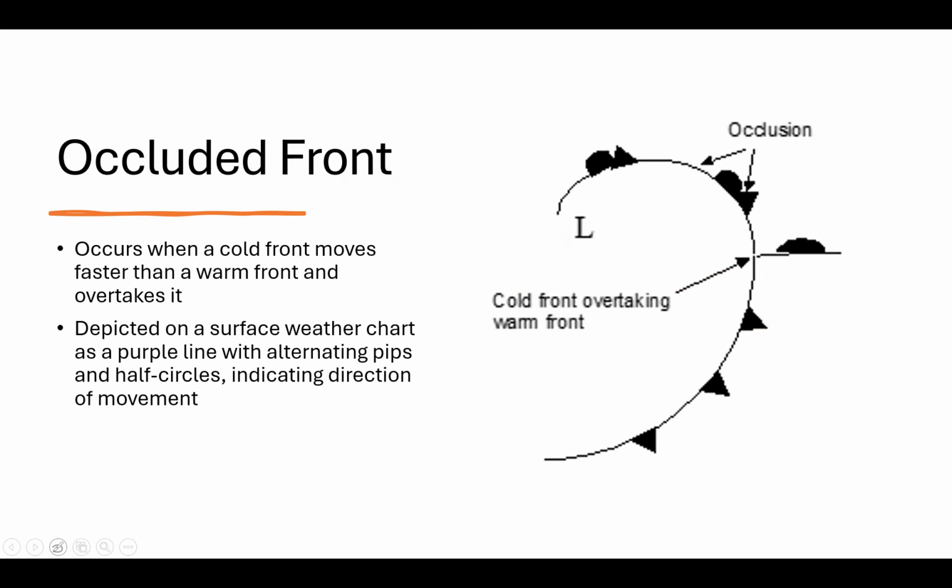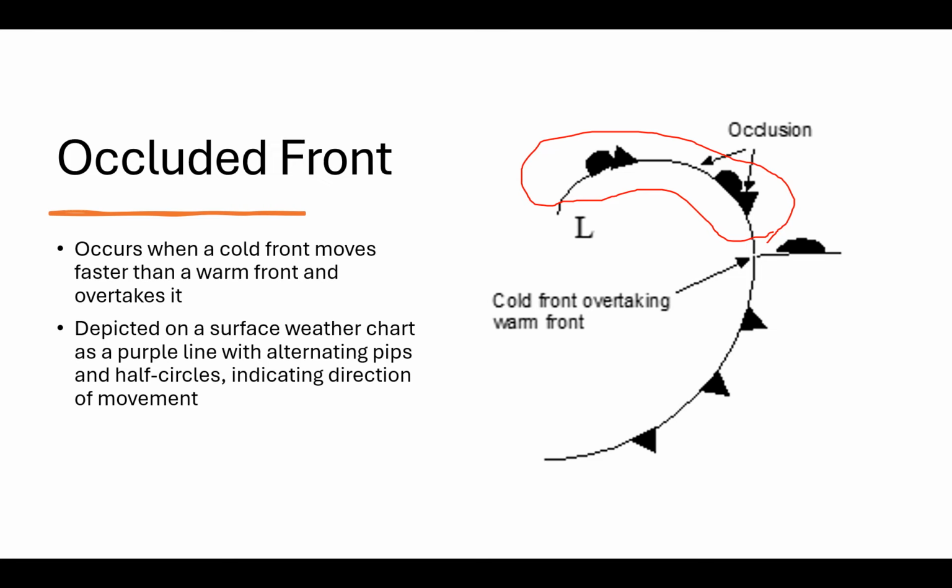Now let's talk about another type of front that's known as an occluded front. This is going to occur when a cold front moves faster than a warm front, and basically what happens is it overtakes the warm front. It lifts the warm air completely off the ground, and is depicted on a surface weather chart as a purple line with alternating pips and half circles indicating direction of movement. Here's an example of an occluded front and what you would see on a surface weather chart. Your occluded front in this diagram over here is going to be represented by this frontal surface here, okay?